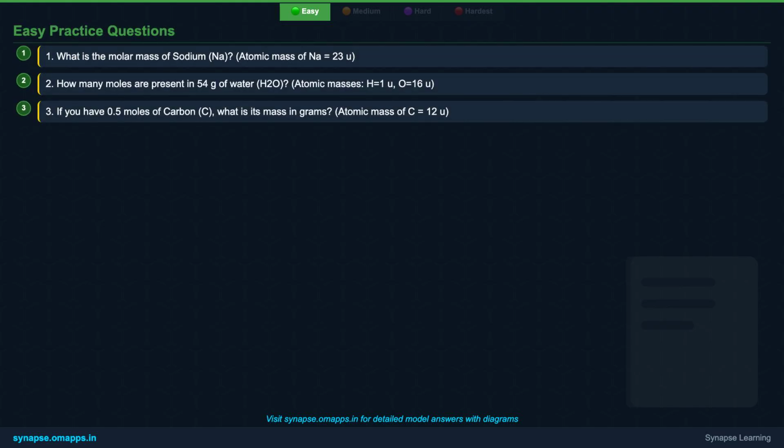Finally, how do we connect all this? With a simple formula. The number of moles equals the given mass of a substance divided by its molar mass. This formula, moles equals mass over molar mass, is your key to solving countless chemistry problems.